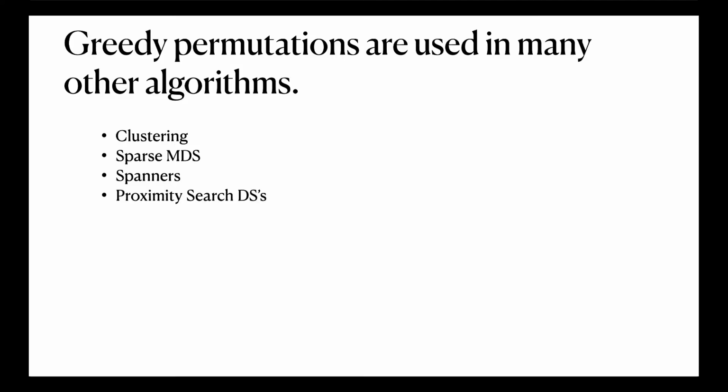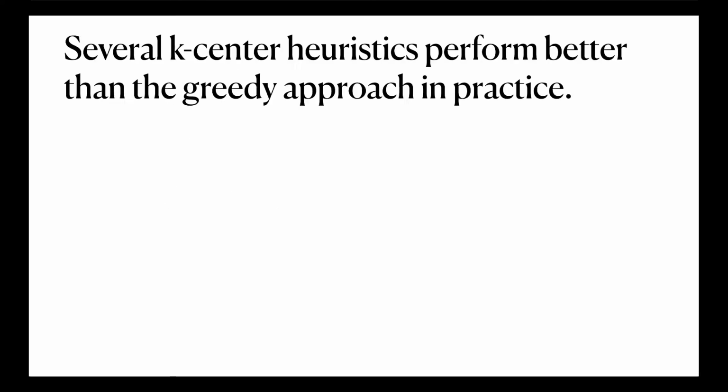Greedy permutations don't just show up in k-center clustering, but they actually show up in many other algorithms as well. It's a natural way to start things like sparse multidimensional scaling to get a good sample of points. You find these in spanners. It can be used inside proximity search data structures. Personally, I've used these in work on sparse filtrations and topological data analysis. So many cases where these show up.